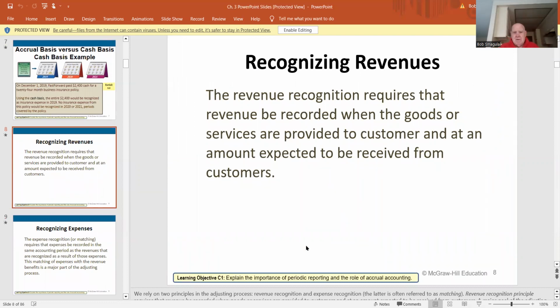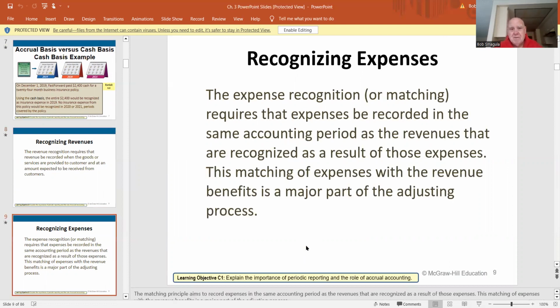Recognizing revenues. Again, revenues are recorded when the goods or services are provided to the customer and at an amount expected to receive from the customer, obviously.